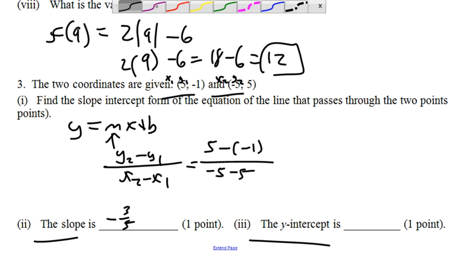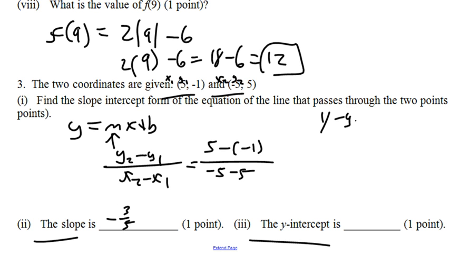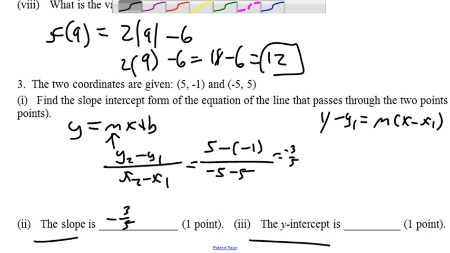I know my slope right here is negative 3/5. So watch this. When I use the point-slope formula, I'm going to be able to derive my equation. Meaning, if I know that my slope is negative 3/5, I can plug this in for m, and I can plug in that y1 and x1. See over here, I have my x1 and y1. So let's just use my first point to do that right there.